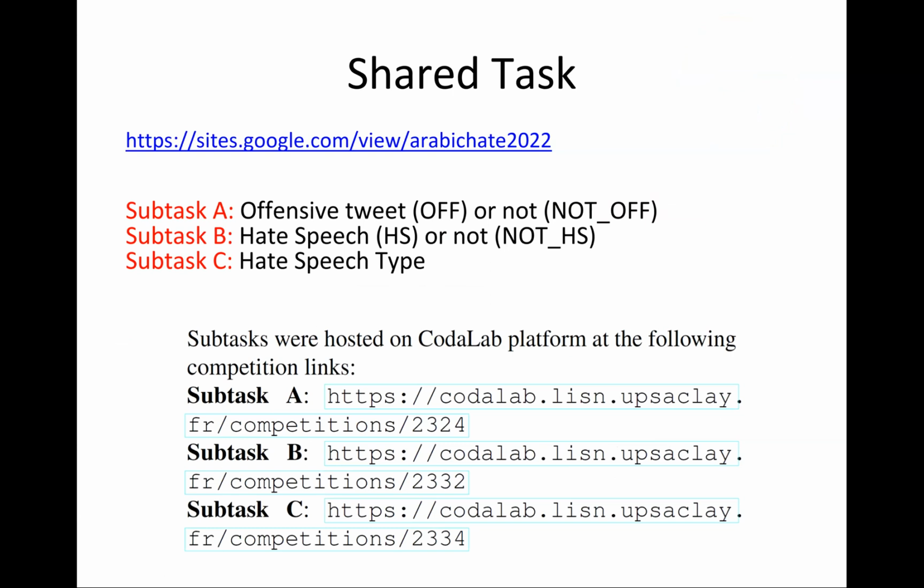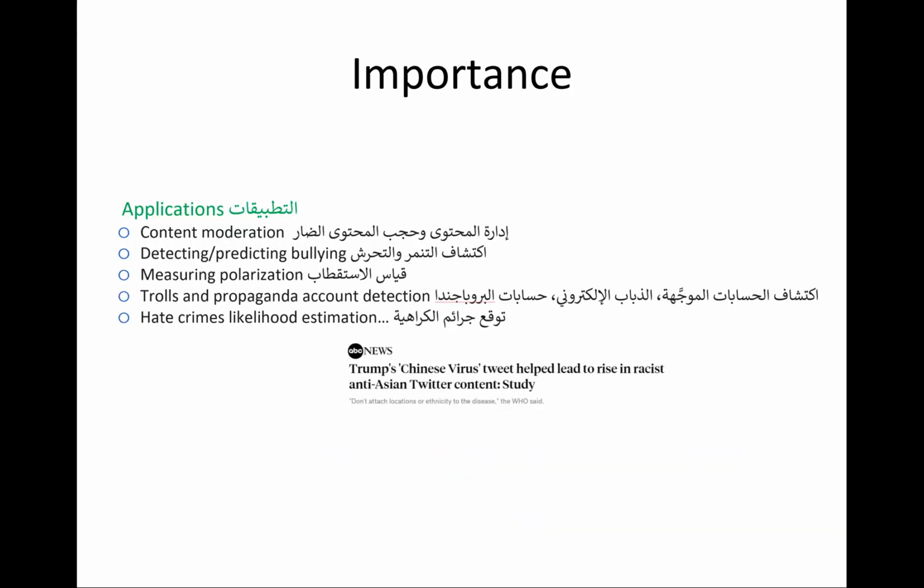In subtask A, we want to detect whether the tweet is offensive or not. And in subtask B, whether the tweet has hate speech or not. And in subtask C, we want to identify the fine-grained hate speech type. The data and the details of the shared tasks can be found in separate links on the CodaLab competition platform, for subtasks A, B, and C.